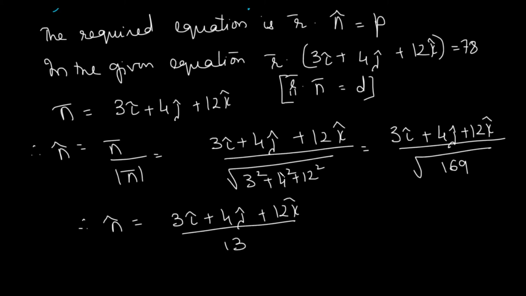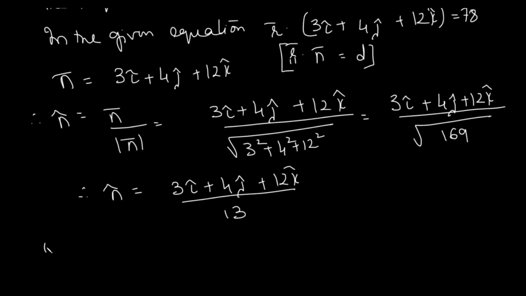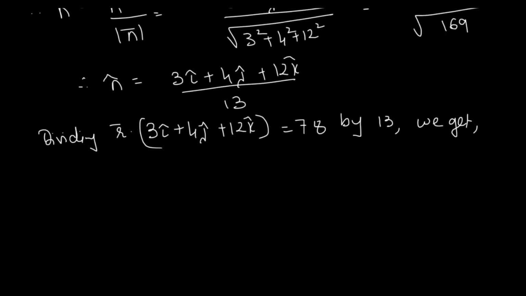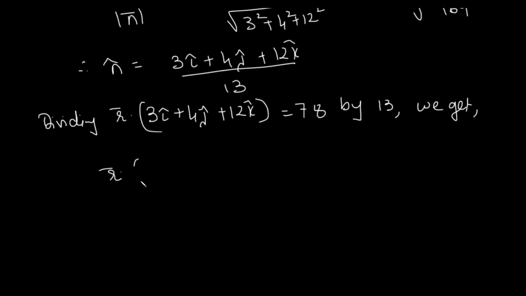So now we take this given equation. Dividing the given equation by 13, we will get this in the normal form actually. Okay, so we divide the given equation by 13. Both the sides are divided by 13. So dividing this equation, that is r dot 3i plus 4j plus 12k is equal to 78 by 13, we get the same equation divided by 13 actually.